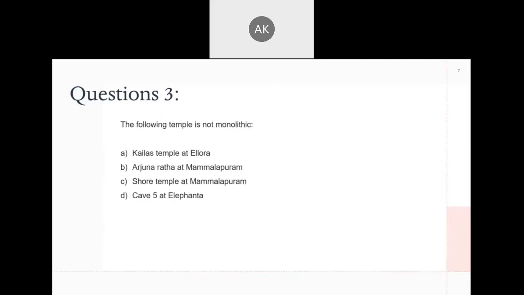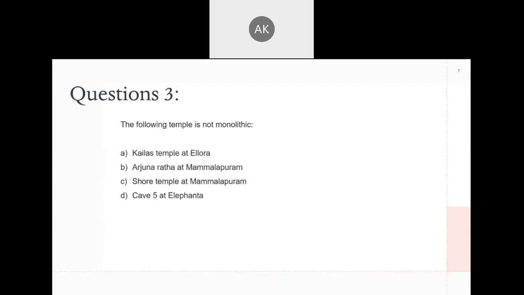Question number 3, the following temple is not monolithic. So which of the following is not monolithic? Is it Kailash temple at Ellora, or Arjuna Rath at Mamallapuram, or Shore temple at Mamallapuram, or Cave 5 at Elephanta? So it is saying which of the following temples is not monolithic.